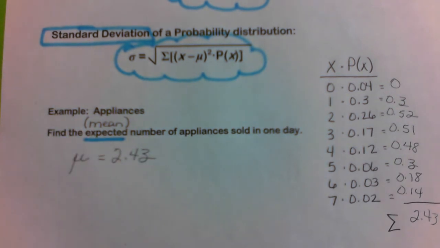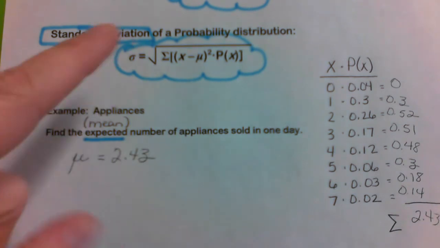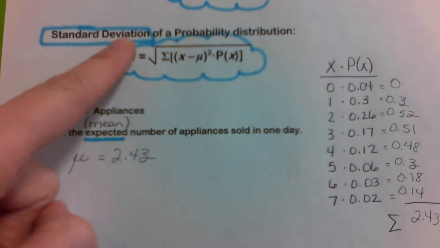Now what that tells me is, based upon my probability distribution, which was that table on the first page of the notes, any day I go into work, I expect to sell 2.43 appliances. Well, we all know you can't sell 0.43 appliances, so basically this number tells me I most likely on most days sell anywhere from 2 to 3 appliances in a given day. That's what I expect. Then you will also be asked to calculate the standard deviation.